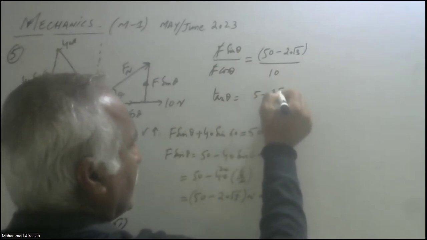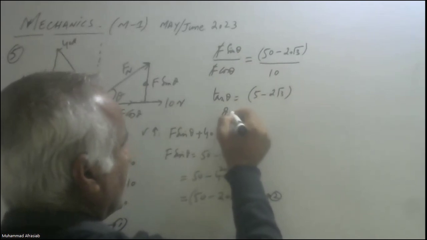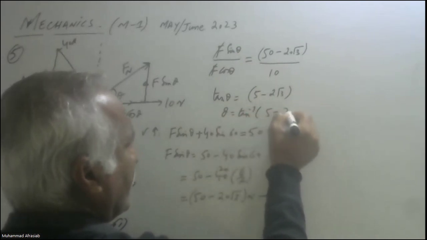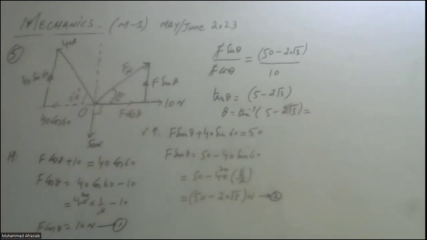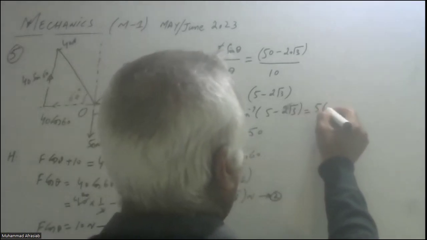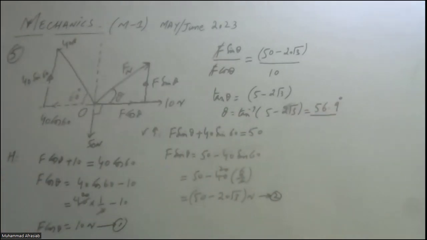10 5s are 50, minus 2 root 3. So theta should be equal to tangent inverse of 5 minus 2 root 3, and that is equal to 56.9 degrees. That is the angle value theta there.